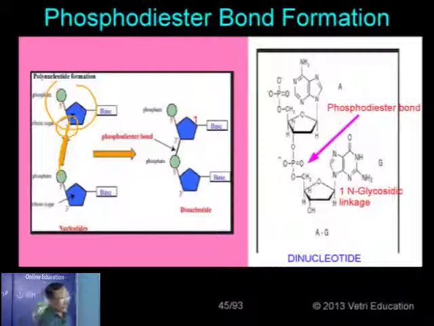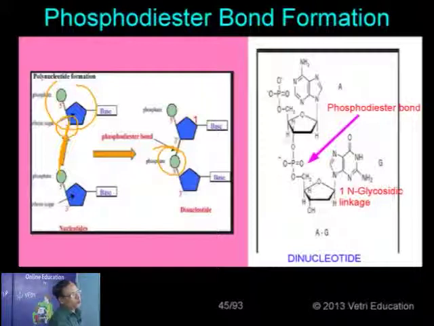You see that one clearly here. So now this is the formation of the phosphodiester bond, formed between the third and fifth carbon. The third carbon of one sugar of one nucleotide, and the fifth carbon of another sugar of another nucleotide. This is the phosphate group. So this is the molecular structure.